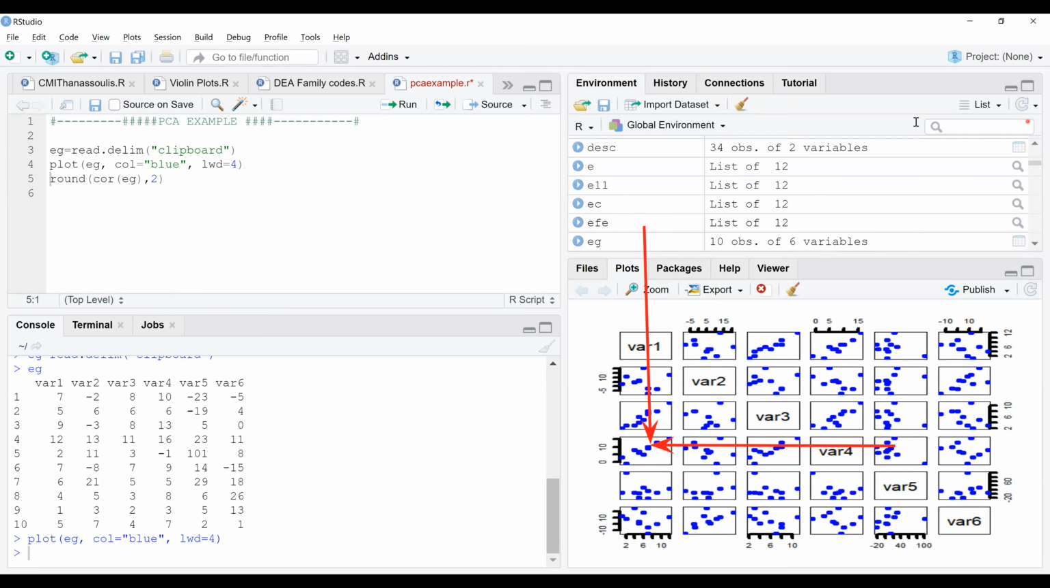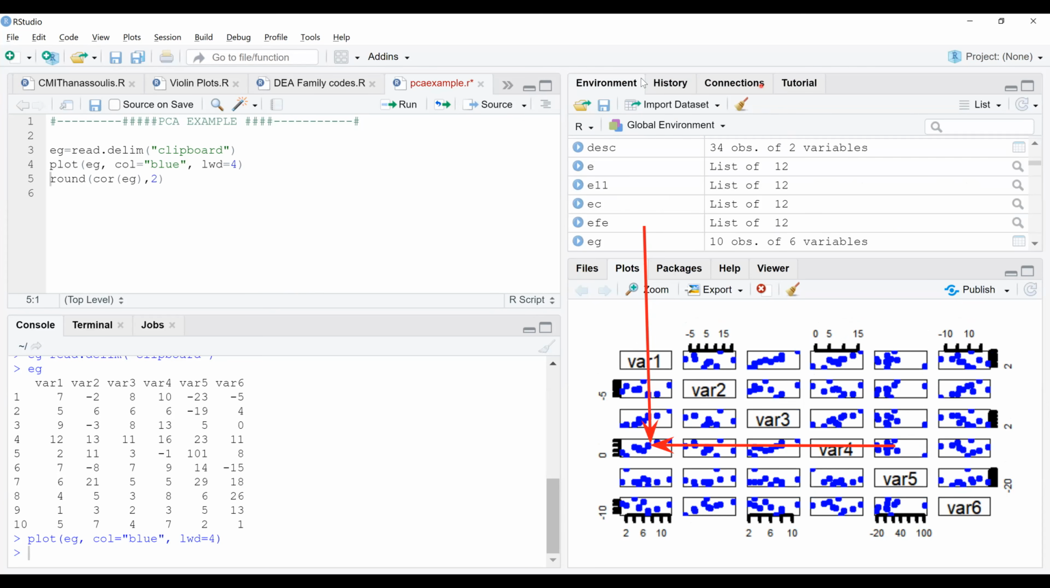All right. How do you do that? It's a very simple thing. So let's generate the correlation matrix. And one way to generate a correlation matrix is by using the command round, this command here.